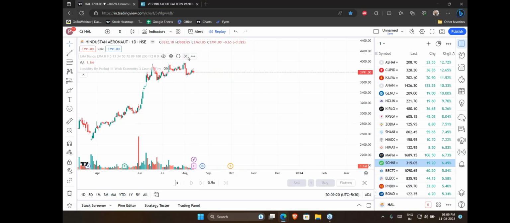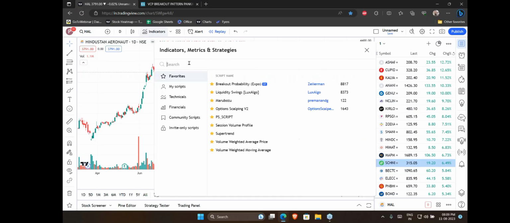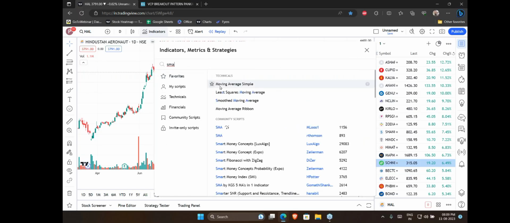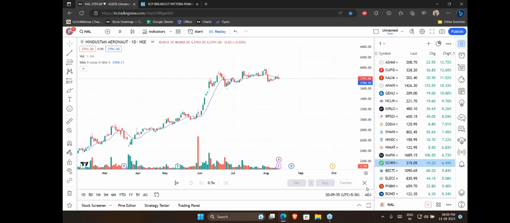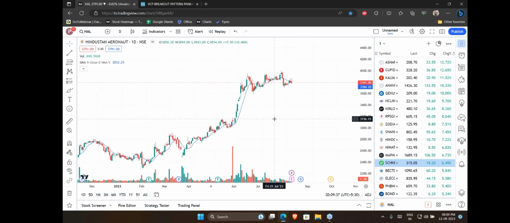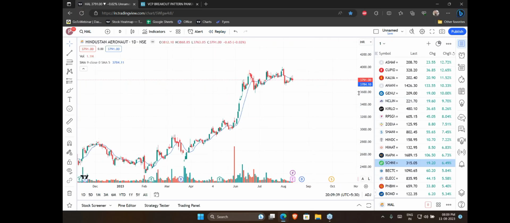So let's say we apply a moving average on the chart. That is the simple moving average. Can you see a purple line on the chart? Yes.